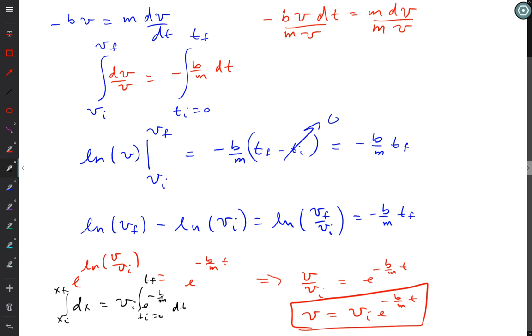Oh, that's a constant. Yeah, the V initial is a constant. And so on the left-hand side, I have x final minus x initial. And on the right-hand side, I have V initial e to the minus B over M t final minus V initial e to the 0. So the second one's just minus V initial.